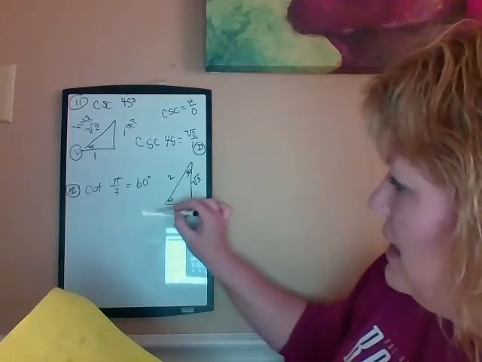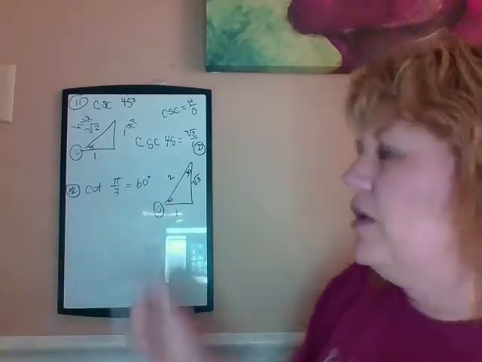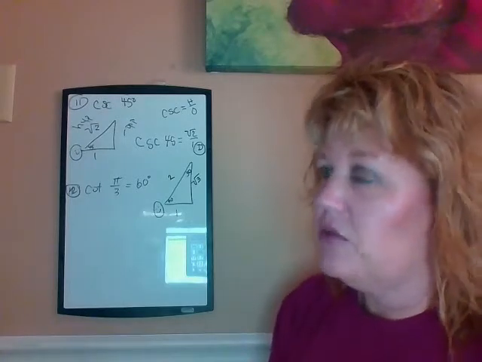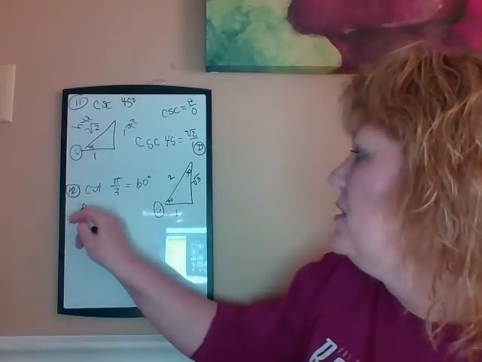So if you're sitting here and you want the cotangent, well, the cotangent is the reciprocal of the tangent. The tangent is the opposite over the adjacent. So this is the adjacent over the opposite.